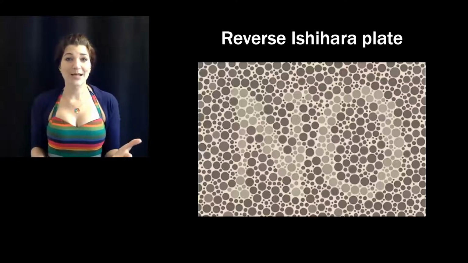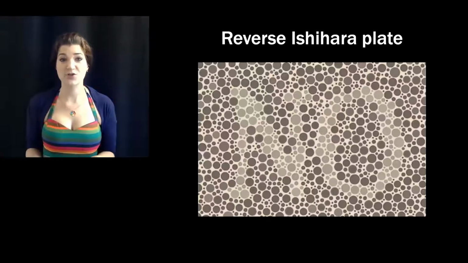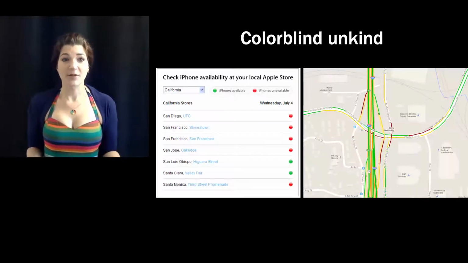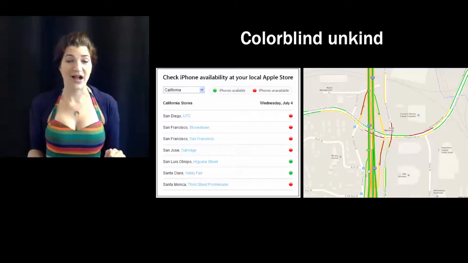So given that colorblindness is relatively common, it's a good idea to avoid making red-green contrasts when creating visualizations. So for example, people with deuteranopia couldn't tell which stores have iPhones or where there is traffic.